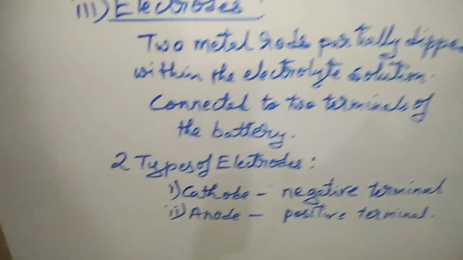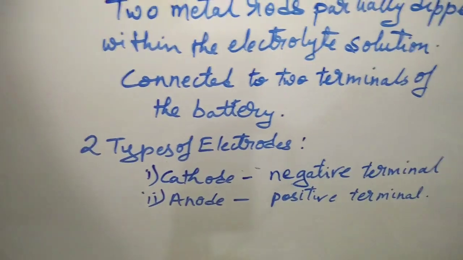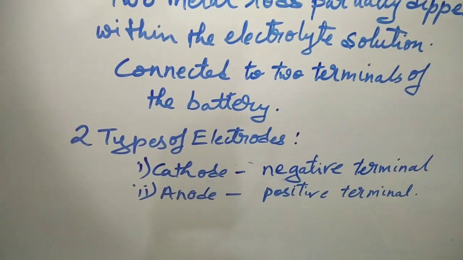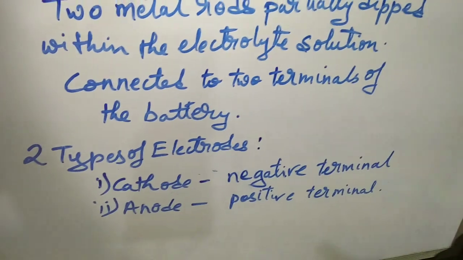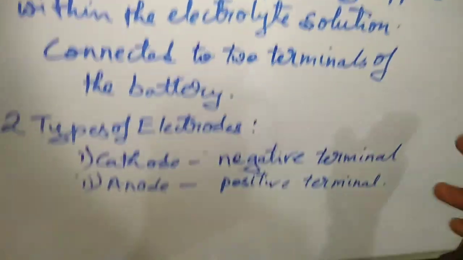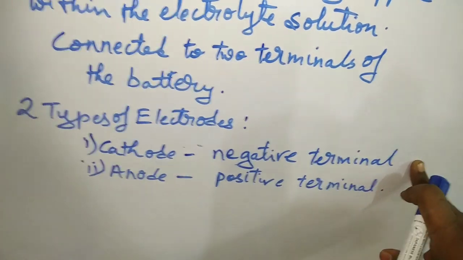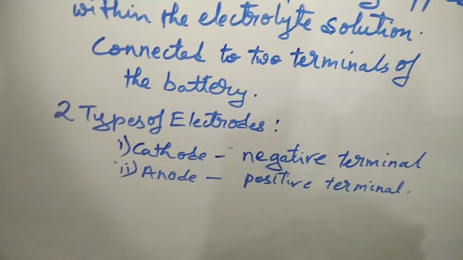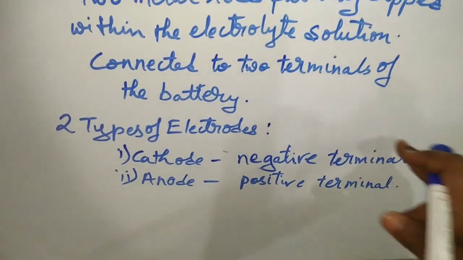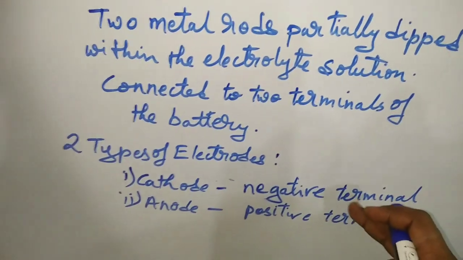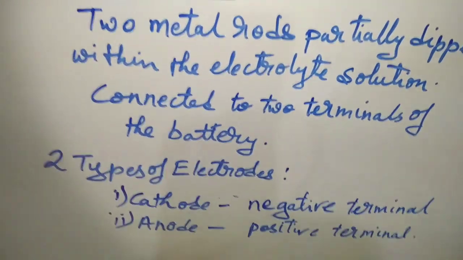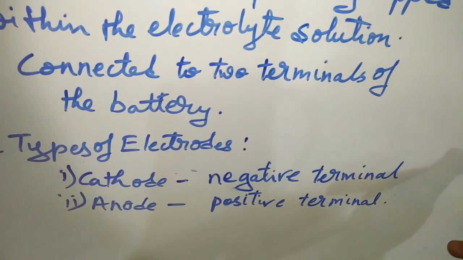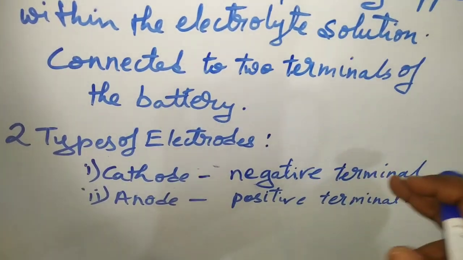And see, there are two types of electrodes. One is the cathode and another is the anode. What is the cathode? It is an electrode which is connected with the negative terminal of the battery, and the anode is connected to the positive terminal of the battery. Okay students, remember these two things about the electrodes. Cathode is connected with the negative terminal and anode is connected with the positive terminal.